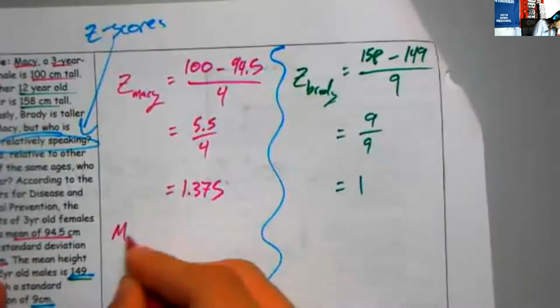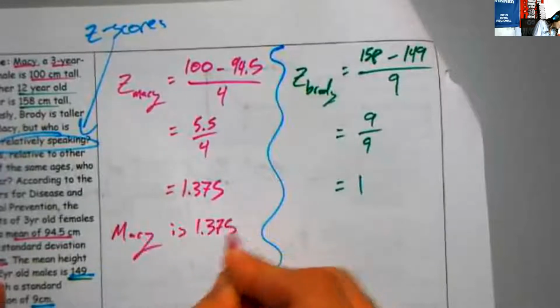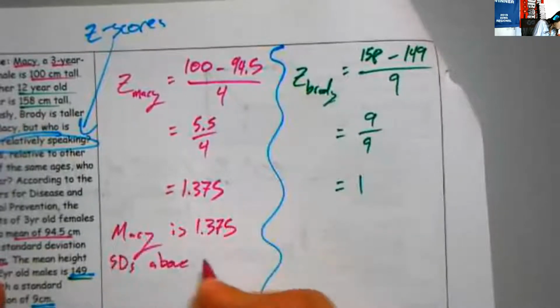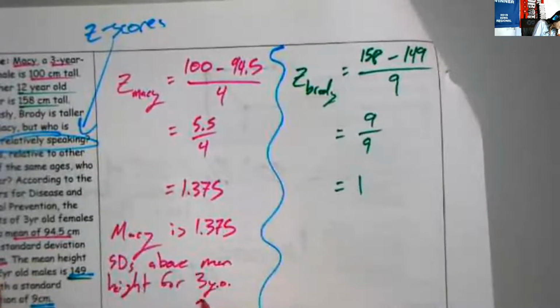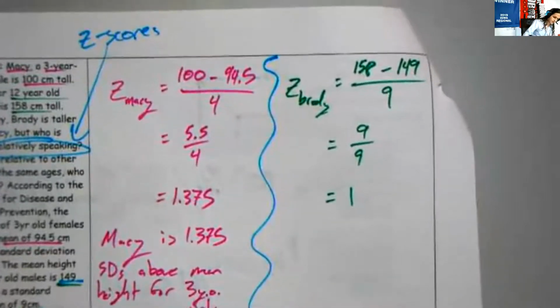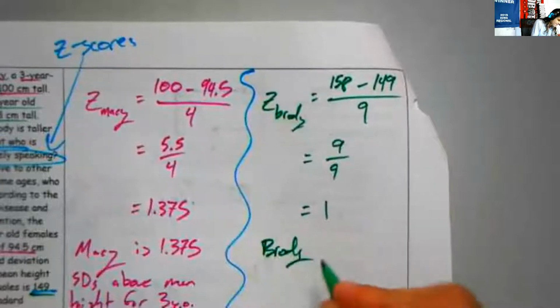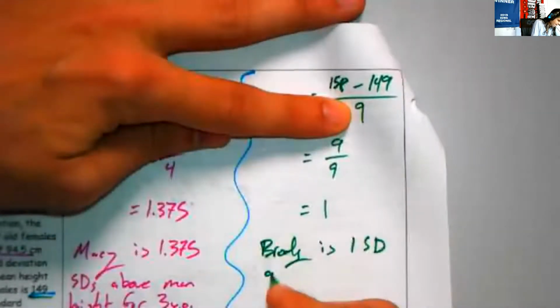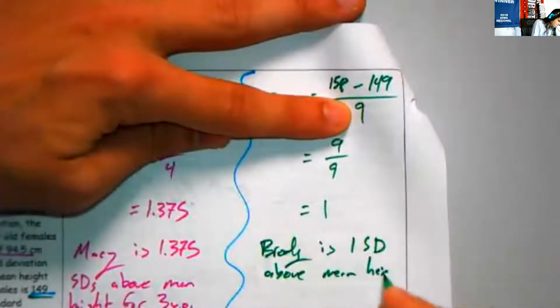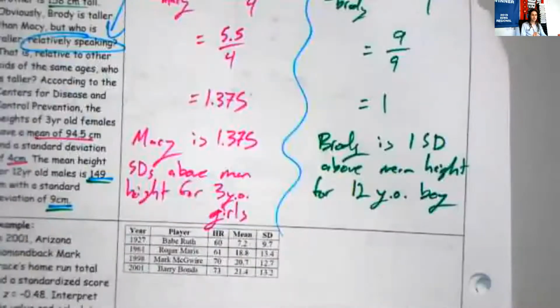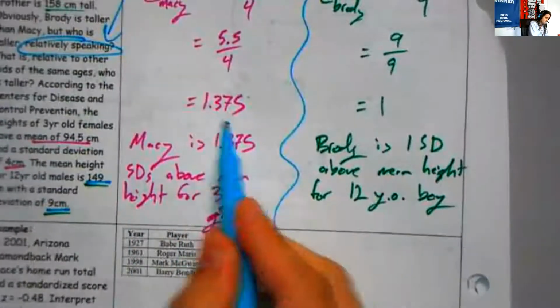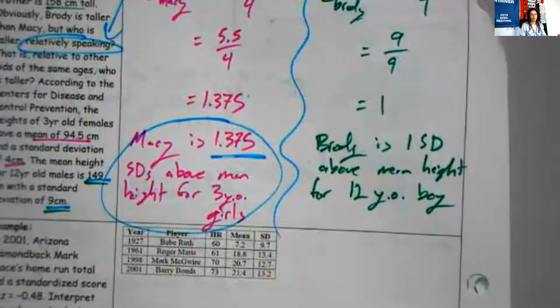So Macy is 1.375 standard deviations above the mean height for 3-year-old girls, whereas Brody is 1 standard deviation above the mean height for, what is he, a 12-year-old boy. So who's taller relatively? Macy is taller relatively, 1.375 standard deviations above the mean height.